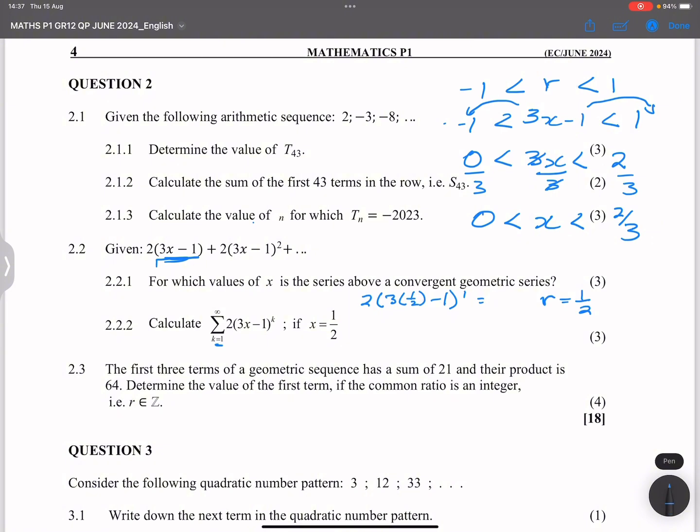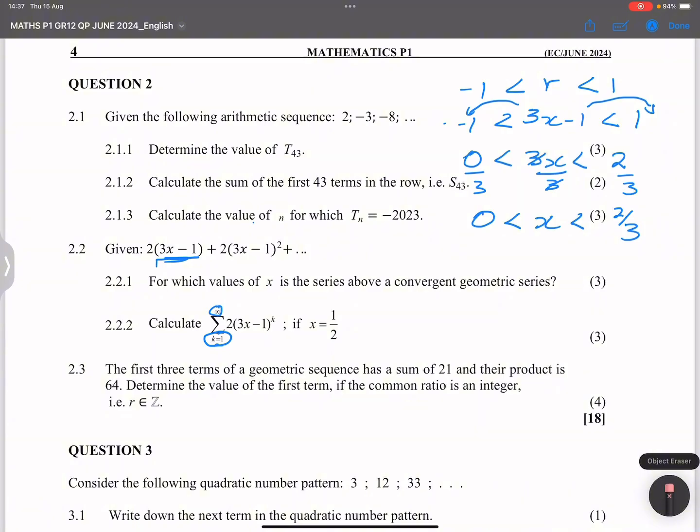So for the sum to infinity, we are taking the sum all the way till infinity. Our a value is equal to 1, and our r value is equal to 1 over 2. So the sum to infinity, okay, I'm just going to get some more space there.